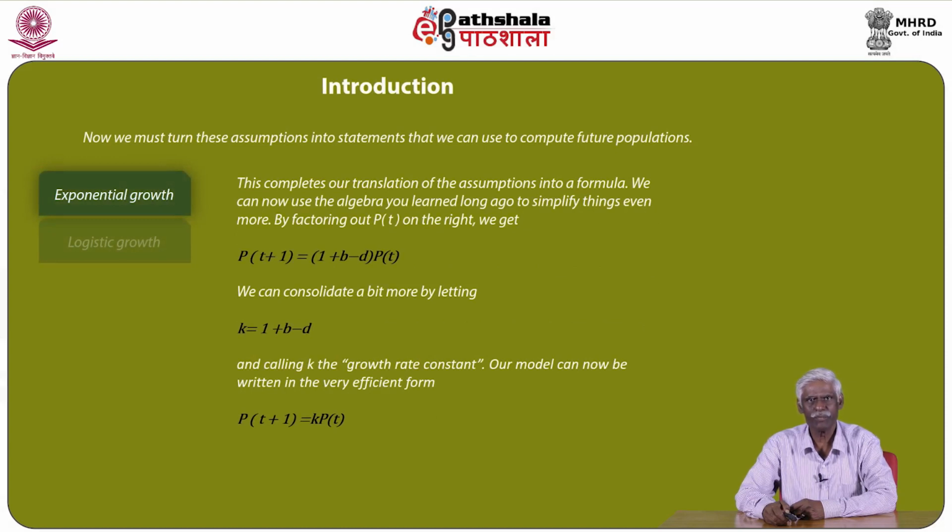We can now use the algebra you learned long ago to simplify things even before. By factoring out P(t) on the right, we get P(t+1) is equal to (1 plus b minus d) P(t). We can consolidate a bit more by letting k equal 1 plus b minus d, and calling k the growth rate constant. Our model can now be written in a very efficient form like P(t+1) is equal to k P(t).